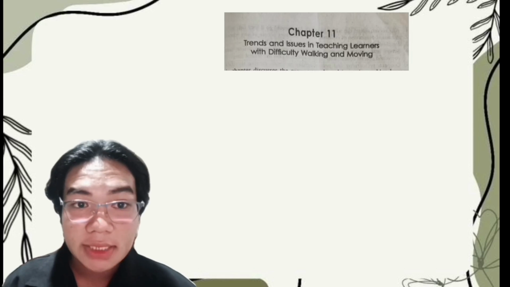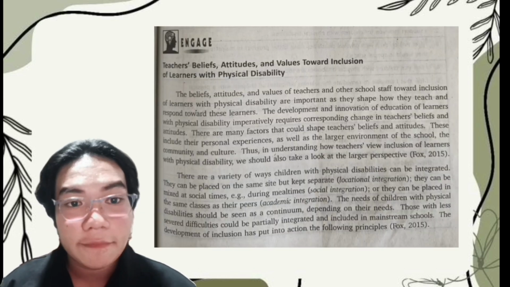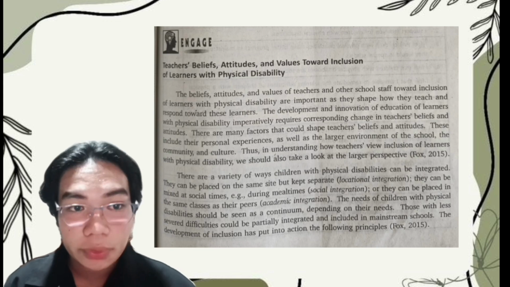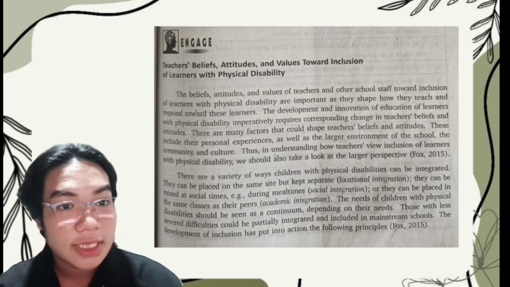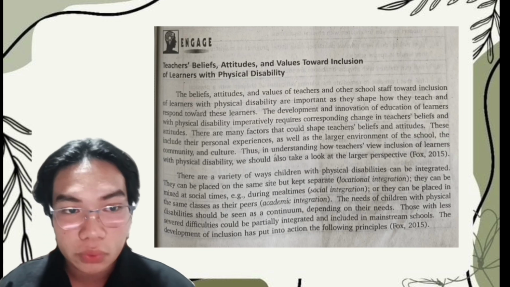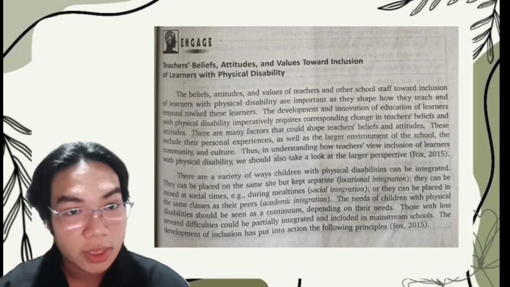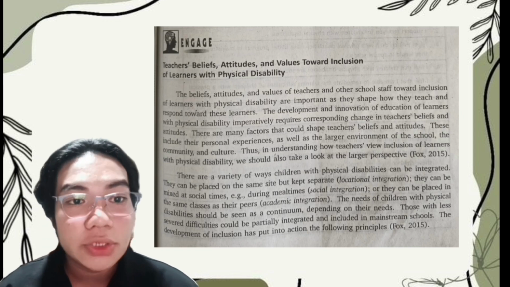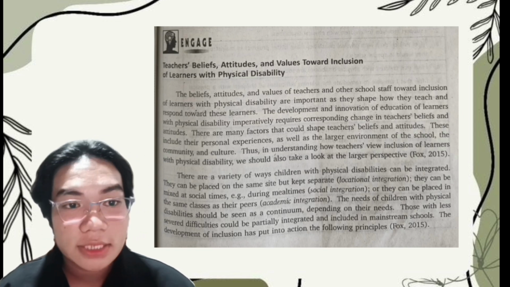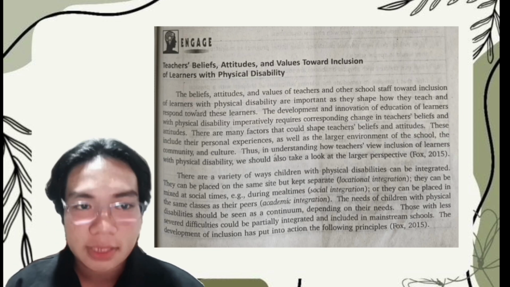Next, you have the trends and issues in teaching learners. So, teachers' thoughts and feelings affect how they include students with physical disabilities. These are shaped by their experiences, school, and culture. Students with physical disabilities can be included in different ways: in the same school but separate, together during breaks, or in the same class. Inclusion depends on each child's needs. So that is for my topic.